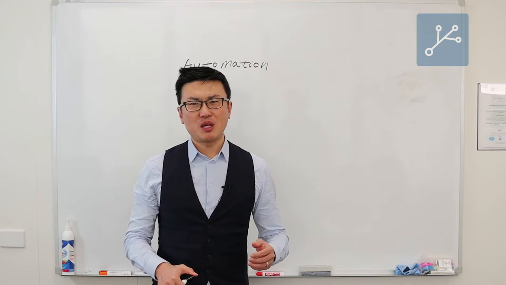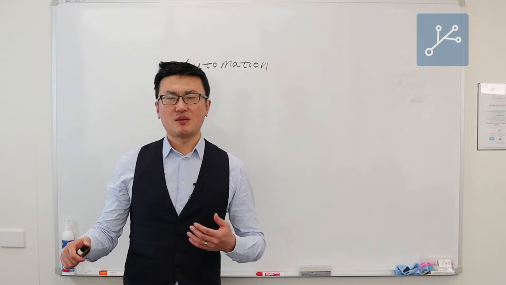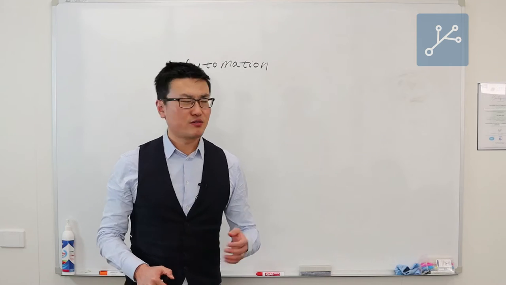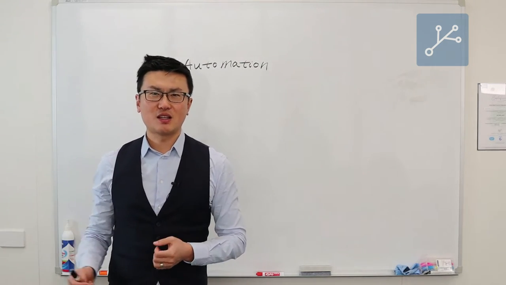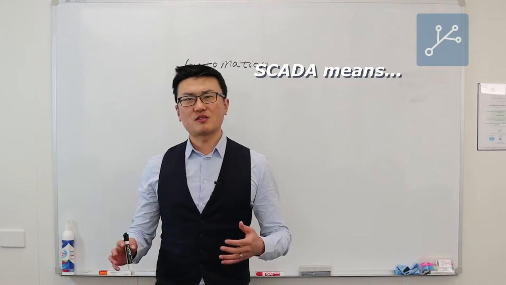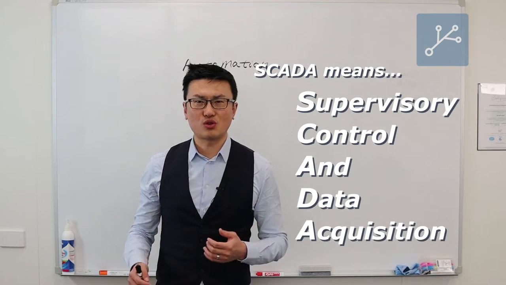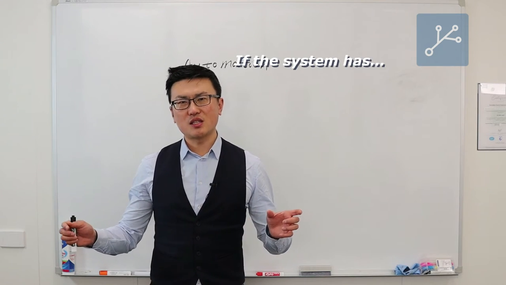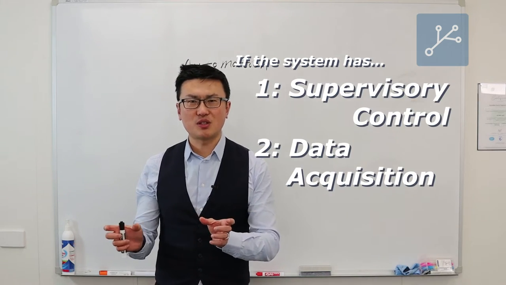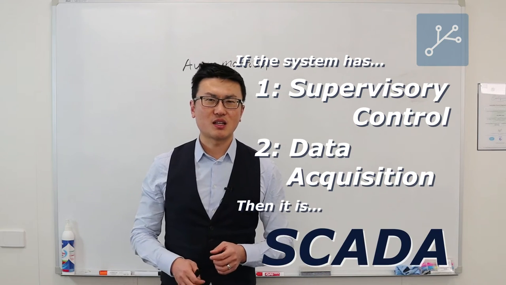For example, when people talk about having PLCs on site for the automation of the processes, they will call it SCADA. The definition of SCADA includes supervisory control and data acquisition. As long as the system has these two major components, it can be called SCADA.